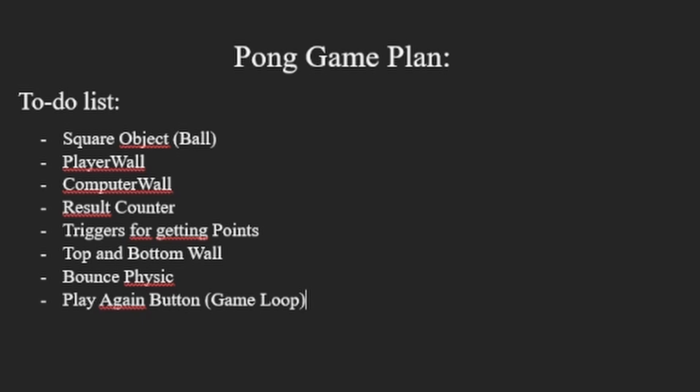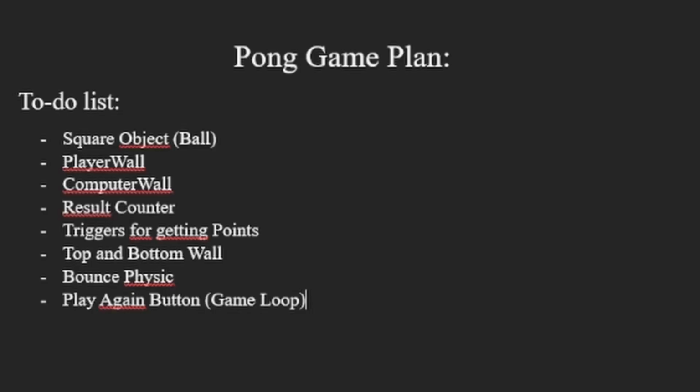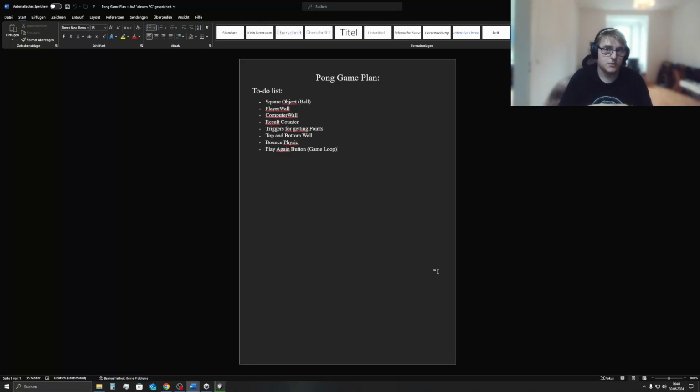And we obviously also need triggers, so when the ball gets behind the wall, there is a trigger, and when the trigger hits the ball, it actually gets you some points. And then at the end, we also need a play again button, because that creates this nice core game loop. We are finally in the project.